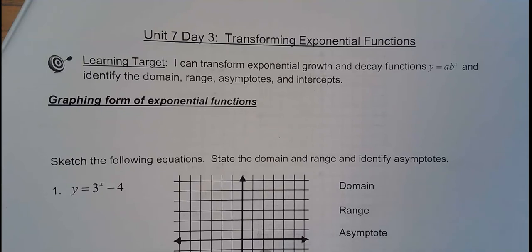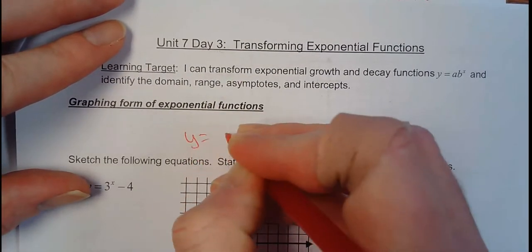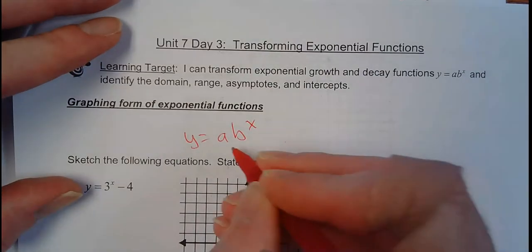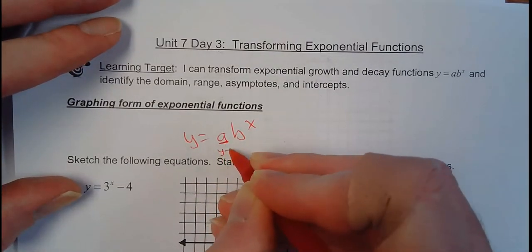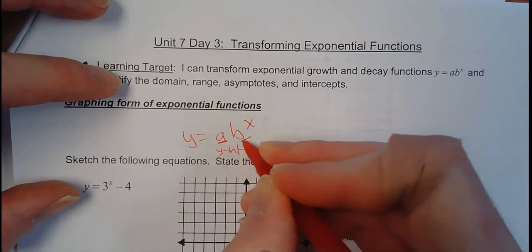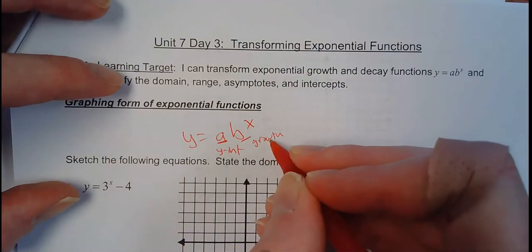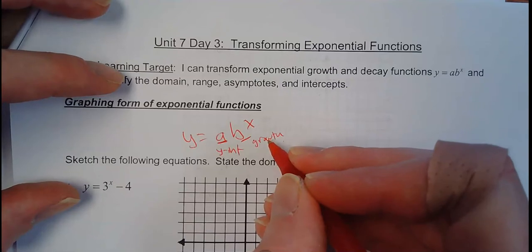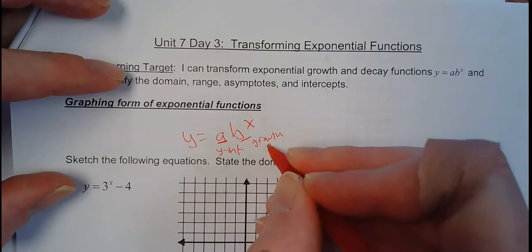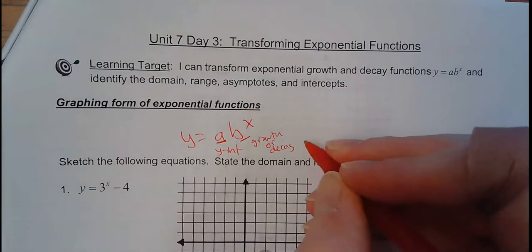Okay, so the graphing form for this, just real basic here, you have y equals ab to the x, where this is your y-intercept. We called it the initial value before, that's your y-intercept, and this is your growth or decay factor. So that tells you as you move to the right what you should be multiplying by, and as you move to the left what you should be dividing by. So it's growth or decay factor.